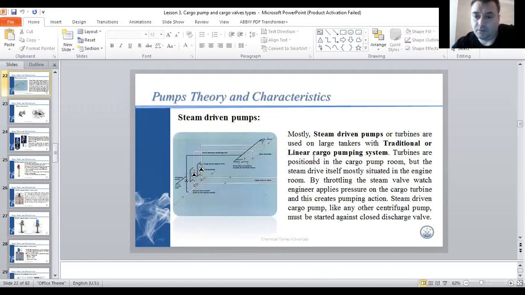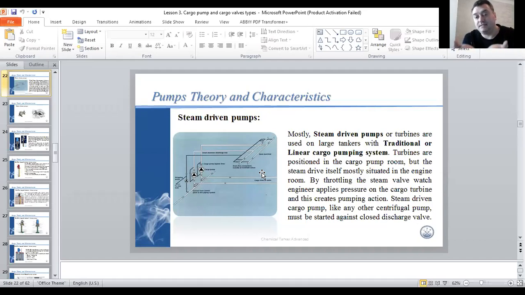So here we have a steam turbine. The picture is not really good to show, but you can see it when you download this lesson. So that is where the cargo is going, and it's going on deck. Please be careful with it and try to understand it.